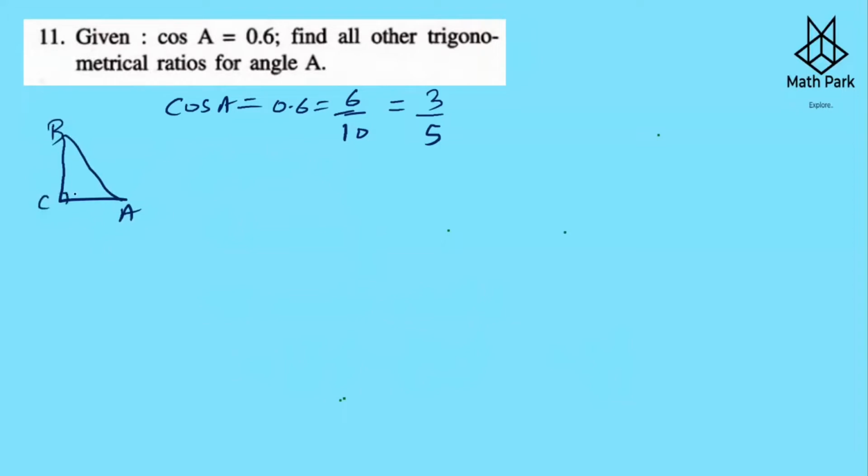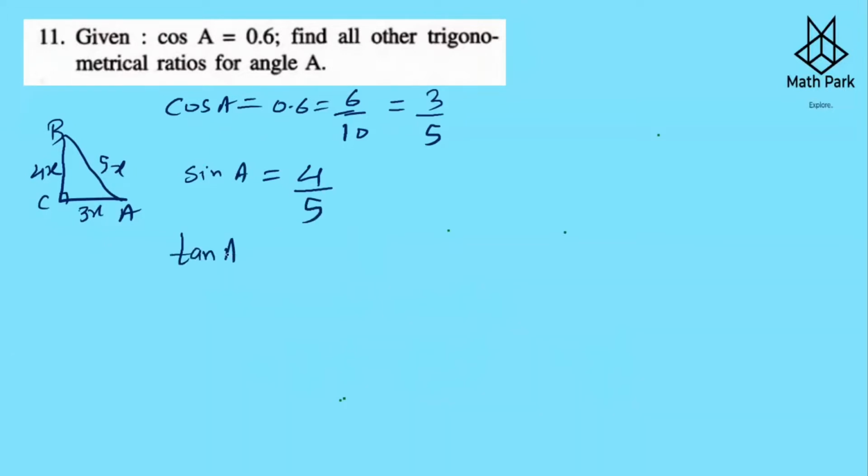So ABC. So you have cos A is adjacent upon hypotenuse. So adjacent to A is 3x and this is 5x. So we know that 3, 4, 5 is a Pythagorean triplet. So this becomes 4x. Now find all the other trigonometrical ratios for angle A. So we already know cos A. Then let us find sine A. So sine A is opposite by hypotenuse, so it is 4 by 5.